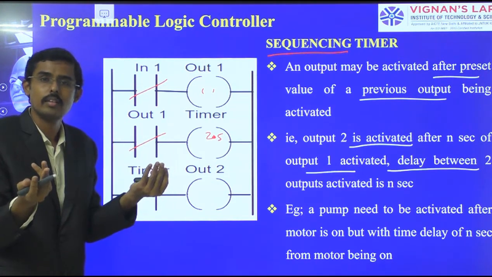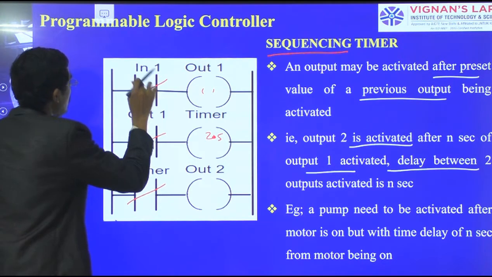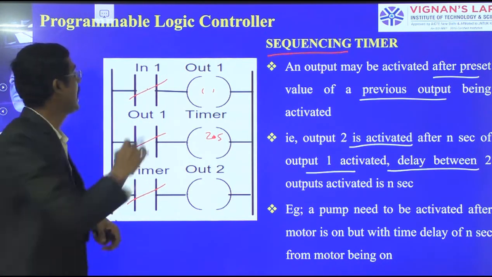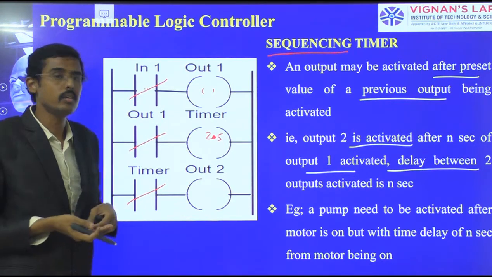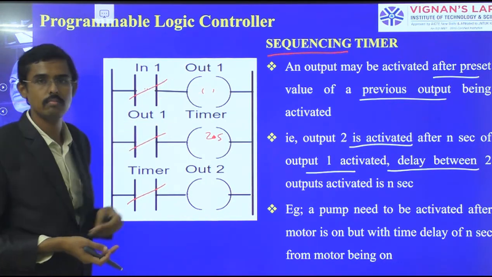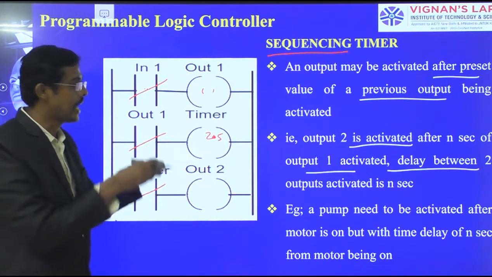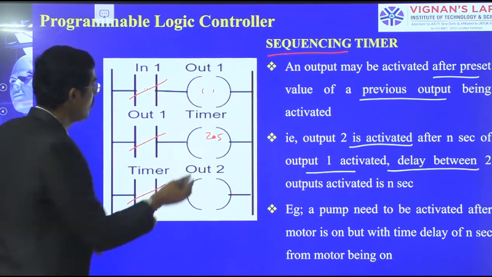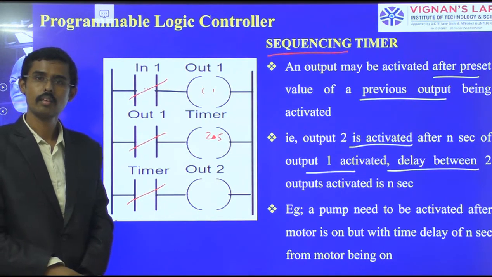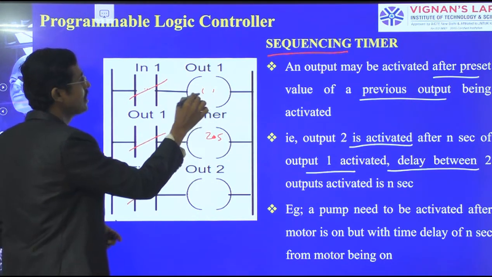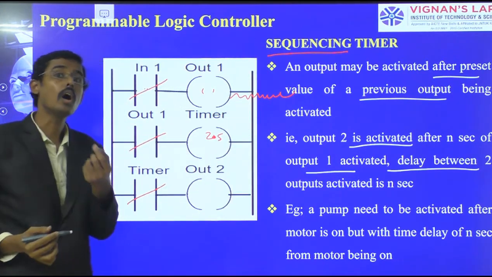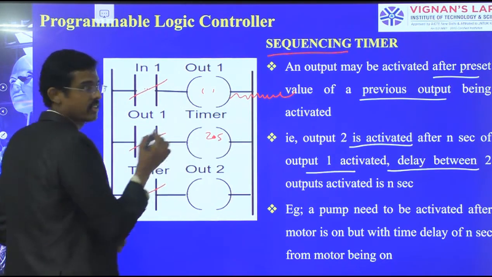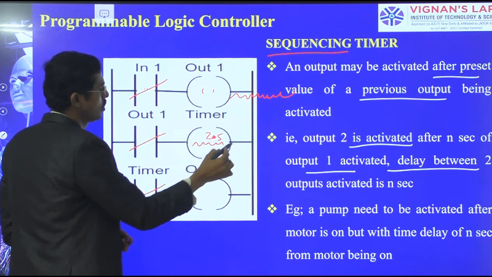I have a start here like a washing machine. I have a start, that's it. One input is given. What it does is first it activates output 1. For output 1, I have given a delay time of 20 seconds. So the output will keep on running. How long? Up to 20 seconds. It will keep on running up to 20 seconds.